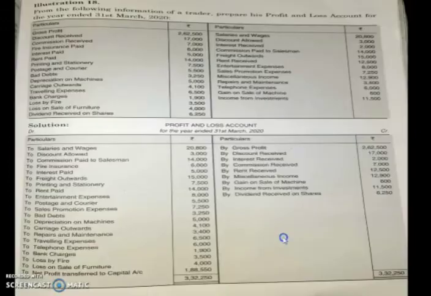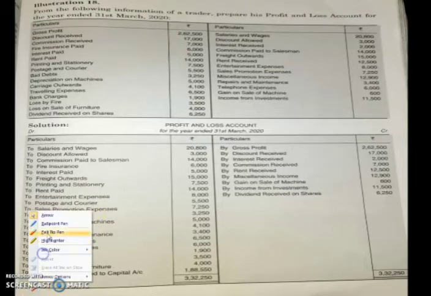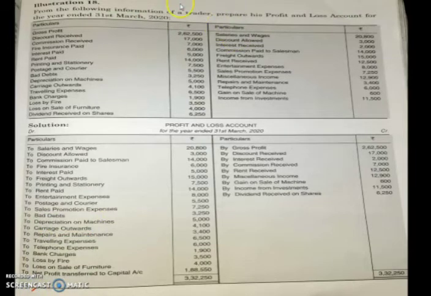Okay, now let us do one problem from your textbook, illustration 18. From the following information, a trader prepares his profit and loss account for the year ended 31st March 2020. So in front of you some information is given of a trader. Now they are asking you to prepare the profit and loss account for the year 31st March 2020. That is their financial year, and for that financial year they are preparing a profit and loss account. So this is the information provided. Let us move to the solution of this question.